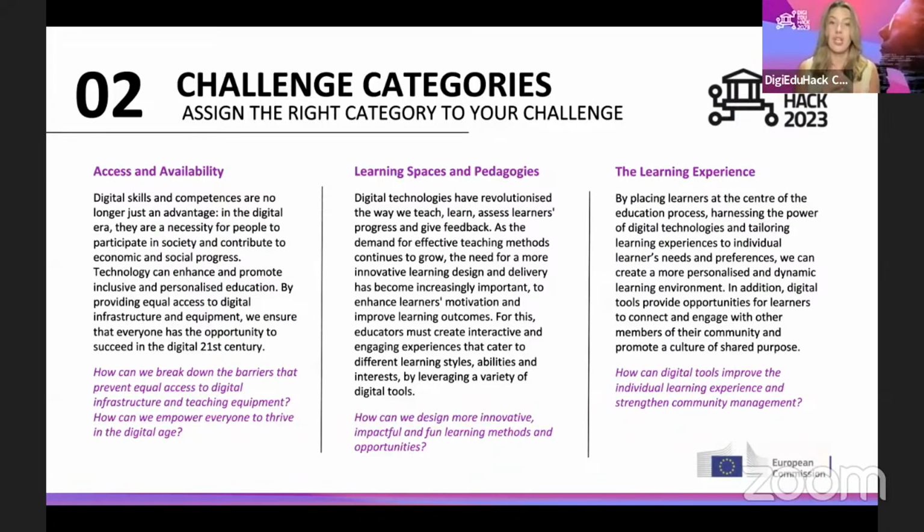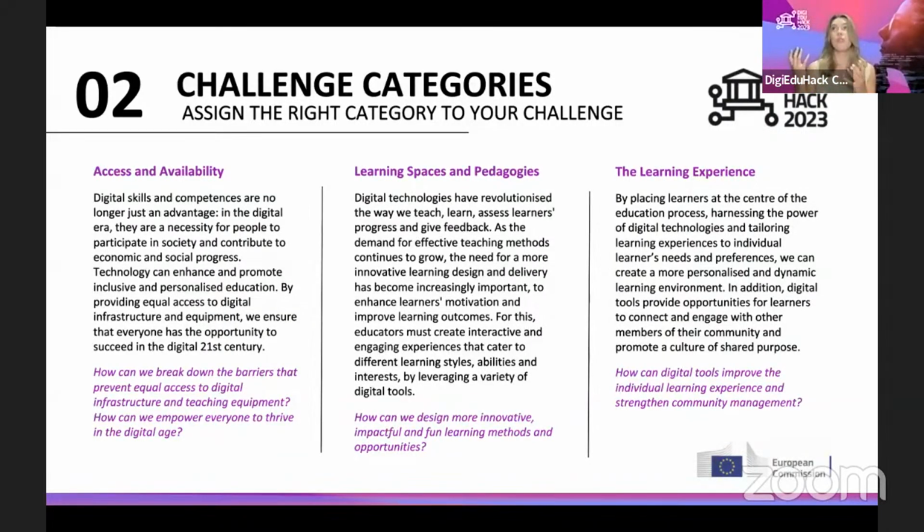The first category, and we went through this a bit in the last video, and I'm not going to go through them that much in detail now either, so you can get familiar on your own time with those challenges that you now feel connected to. The first category is access and availability. How can we break down the barriers that prevent equal access to digital infrastructure and teaching equipment? And how can we empower everyone to thrive in the digital age?